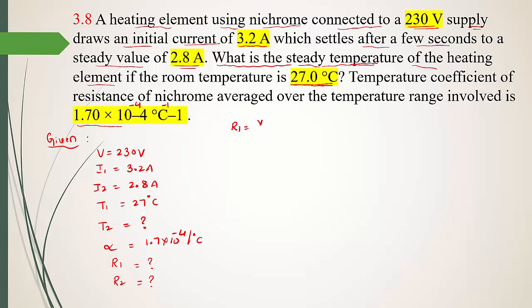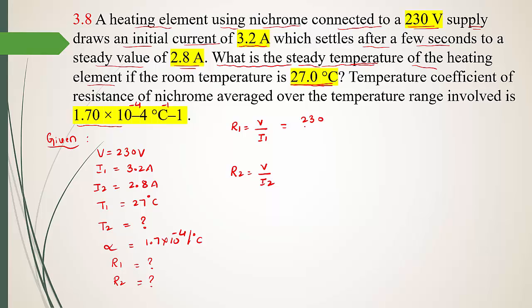R1 is equal to V divided by I1. For R2 we can write V divided by I2. Is it clear? First we have to calculate R1 and R2 values. Then we can easily calculate the final temperature. Yes, R1 equal to V divided by I1.